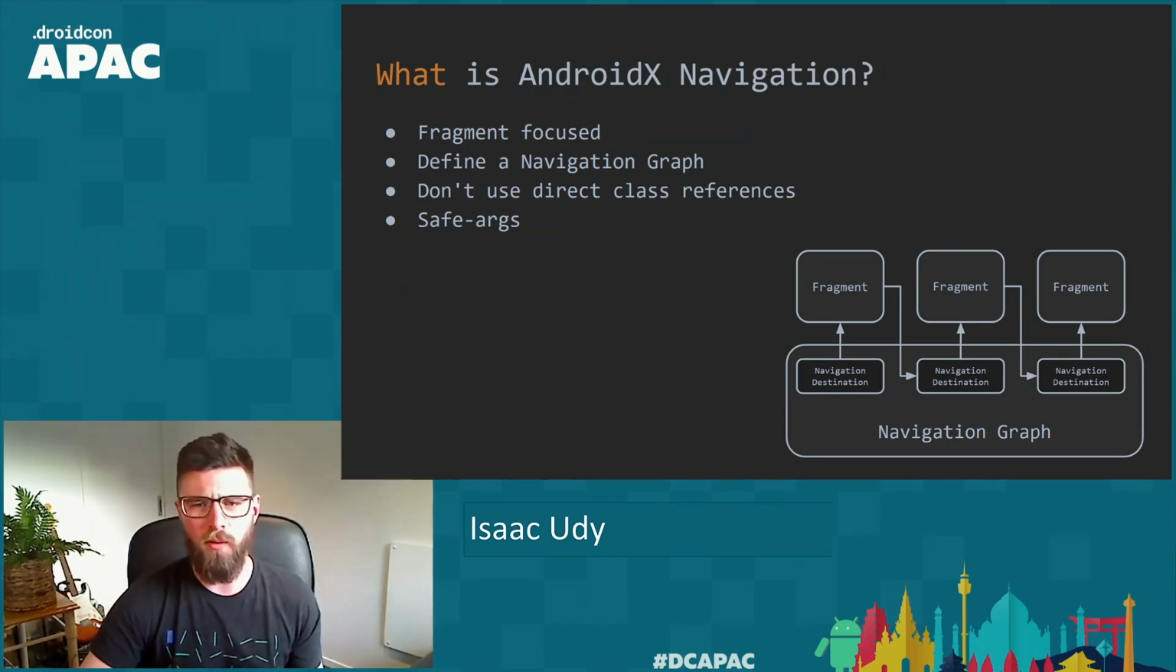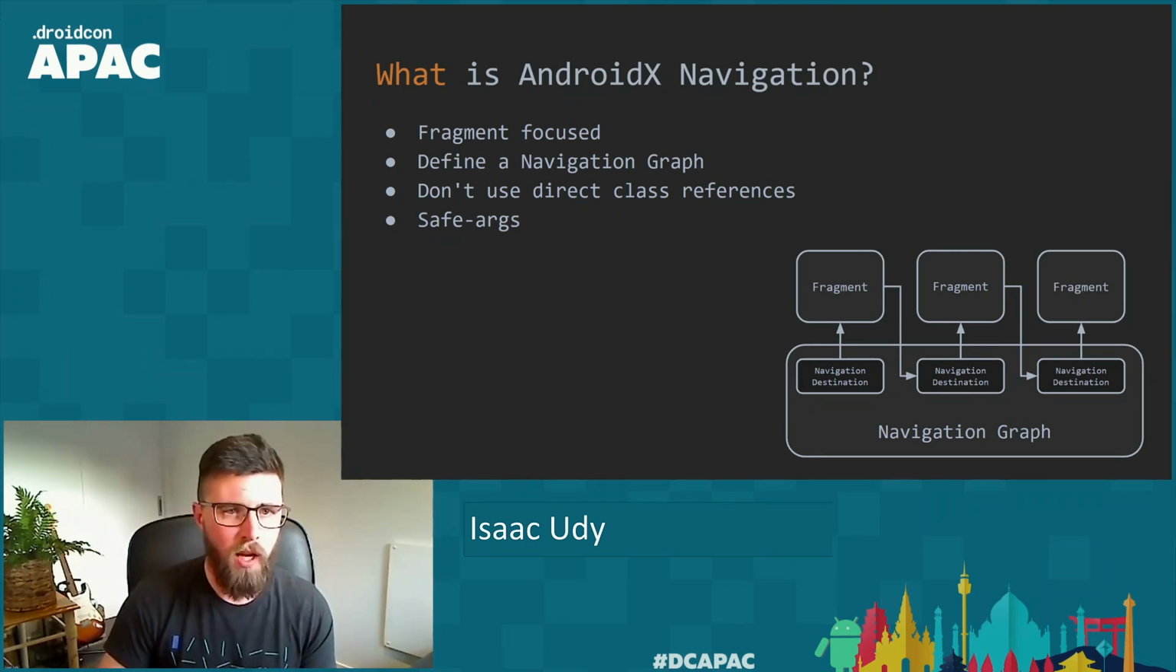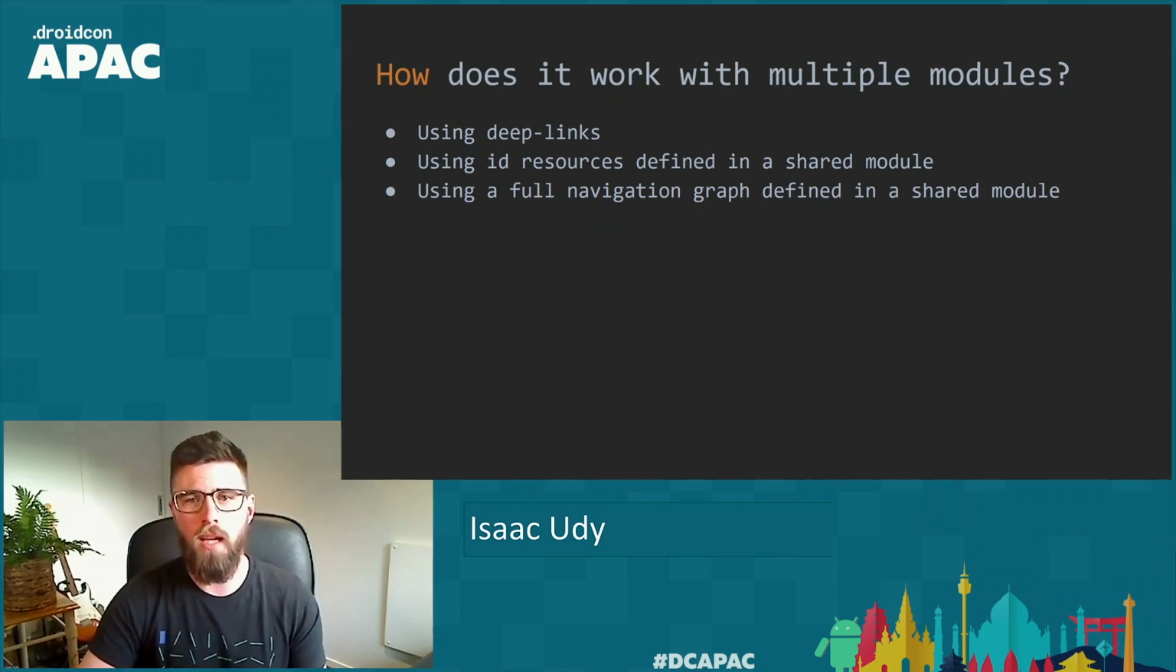This all sounds great for a multi-module project. We don't need direct class references to navigate, and we've got SafeArgs to help keep our arguments consistent. But how does it work with multiple modules? Well, there are several approaches for using AndroidX Navigation in a multi-module project. You can use deep links for everything, use ID resources defined in a shared module, or define a whole navigation graph in a shared module. There are probably more than just these three ways of doing things, but I haven't found any other notable ones.